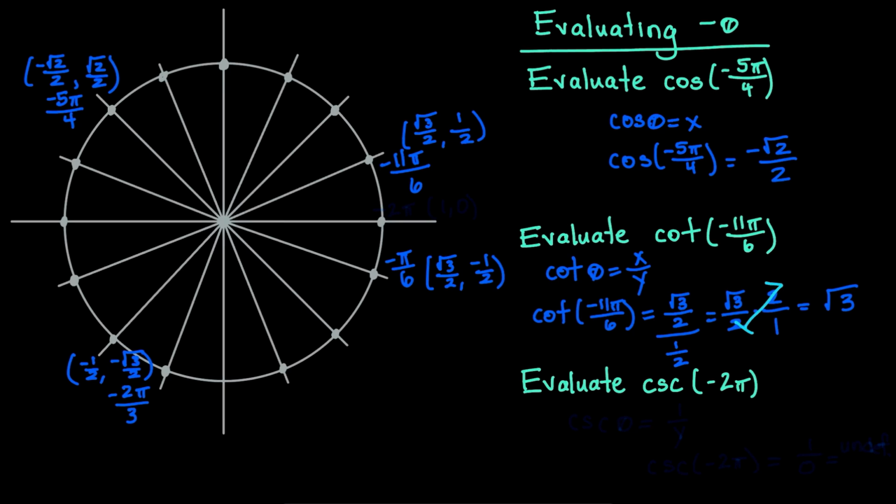Evaluate cosecant of negative 2 pi. You know, 2 pi is 1 full revolution around clockwise. So negative 2 pi ends right there on the positive x-axis. That coordinate point is 1, 0. Cosecant of theta is equal to 1 over y. So cosecant of negative 2 pi is going to equal 1 over 0, which is undefined. This should say negative 2 pi here. Sorry about the typo.